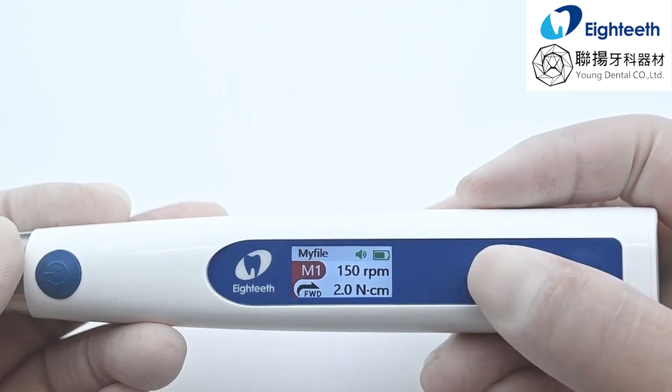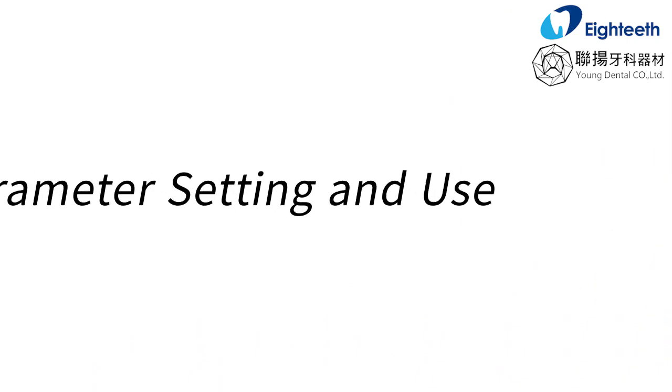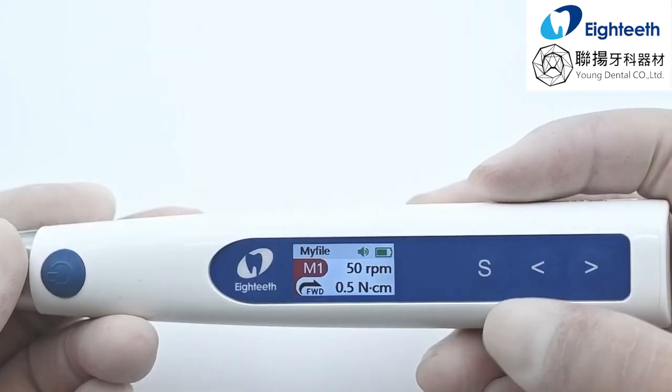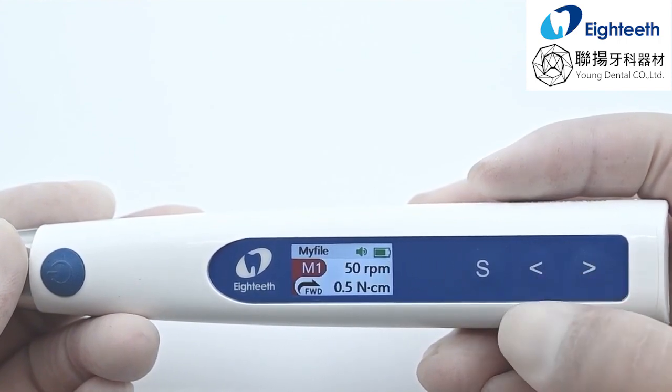Press the setting button, then press the main switch immediately to turn the device off. The device has 11 memory programs, 10 of which can be customized to select the rotation direction, speed, and torque.